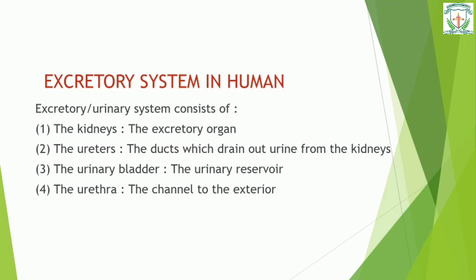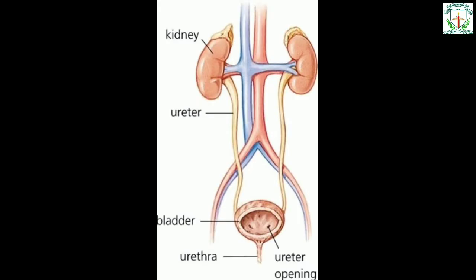Now, let us see excretion in human beings. The excretory system of human beings consists of a pair of kidneys, a pair of ureters, a urinary bladder, and a urethra.